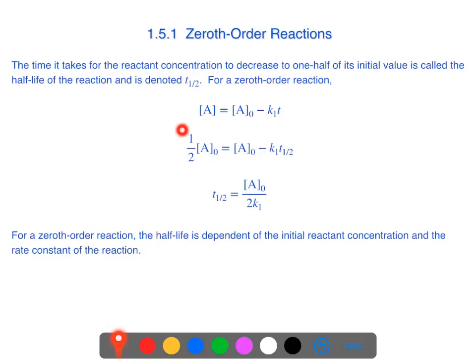If we do this substitution, then our time becomes t1/2. And if we rearrange this expression for t1/2, we end up with the following equality. The half-life of a zero-order reaction is equal to the initial concentration of A, the reactant, divided by 2 times the rate constant. So as long as you know the initial concentration of A and the rate constant, you can calculate the half-life for that particular reaction, assuming zero-order kinetics.